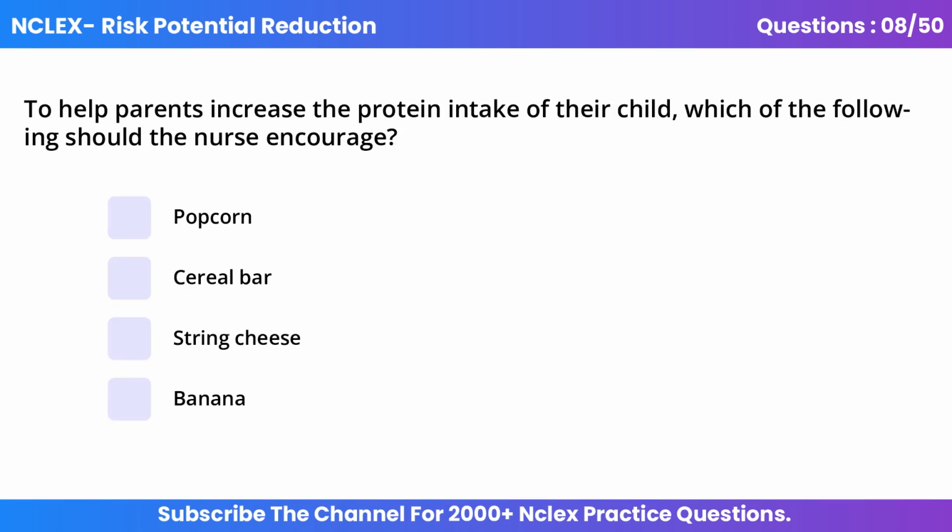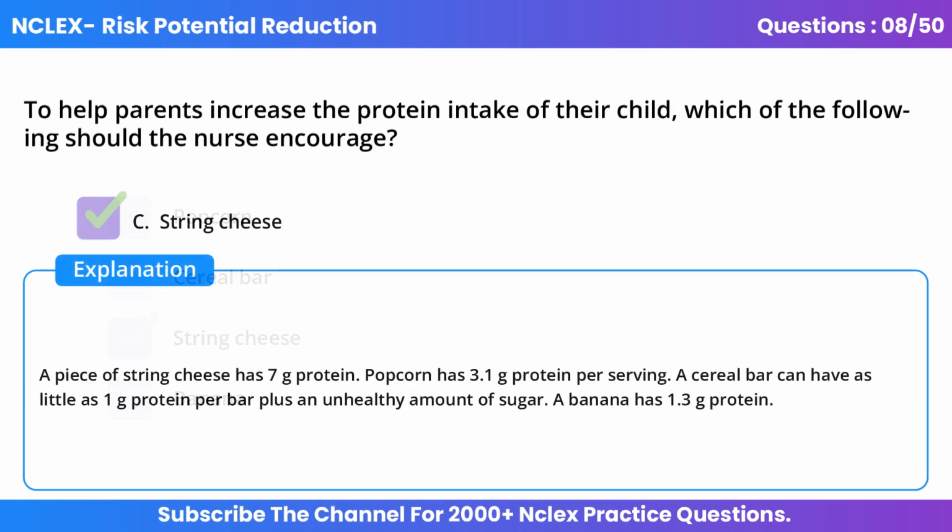Question 8. To help parents increase the protein intake of their child, which of the following should the nurse encourage? C. String cheese. A piece of string cheese has 7 g protein. Popcorn has 3.1 g protein per serving. A cereal bar can have as little as 1 g protein per bar plus an unhealthy amount of sugar. A banana has 1.3 g protein.